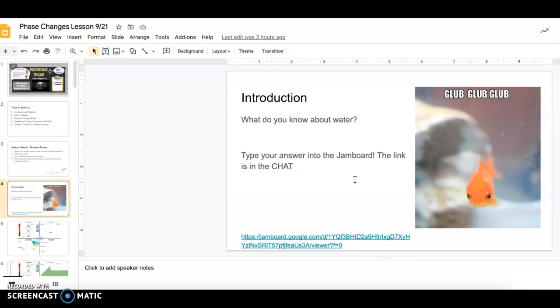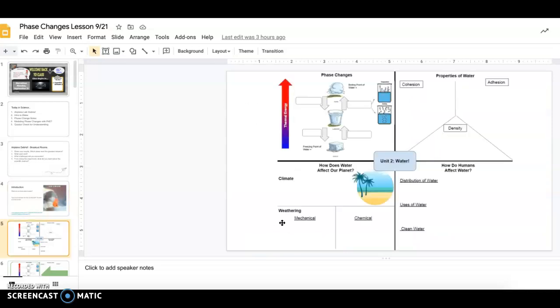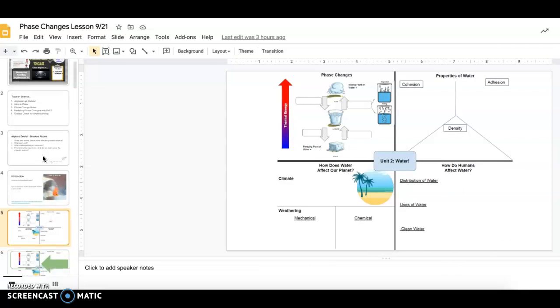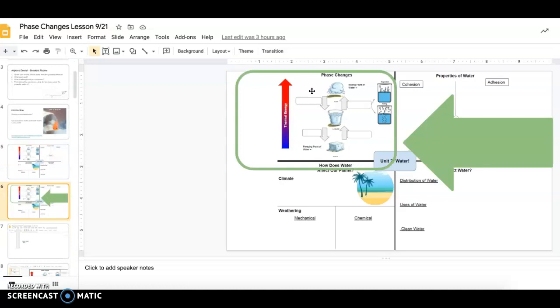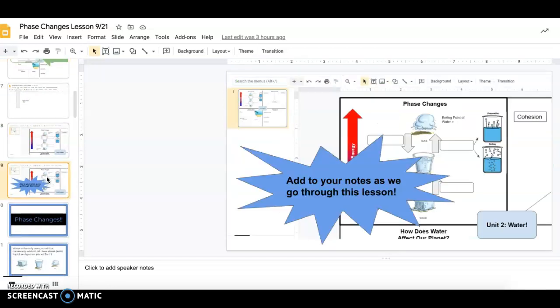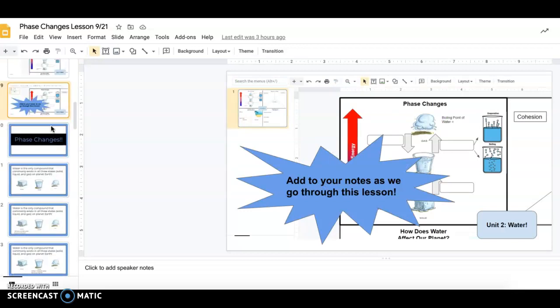All right, the third thing we're going to do is what we know about water. We're going to talk about what we already know and what we're going to learn. The whole unit is going to be 1 week, and we're going to do this Mondays, phase changes. Tuesdays, we're going to talk about properties of water. Wednesday, we're talking about water and our planet. And Thursday, water and humans. Why is it important for human beings? So today, we're just doing this first one. So here we go. We're going to take some notes, go through your notes as we go through this.